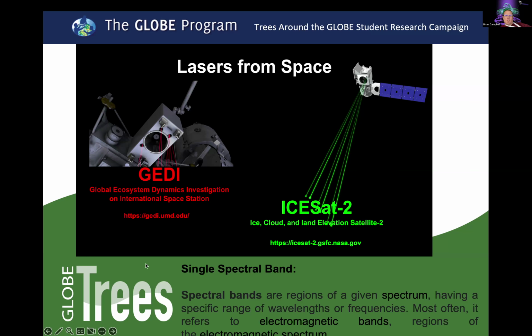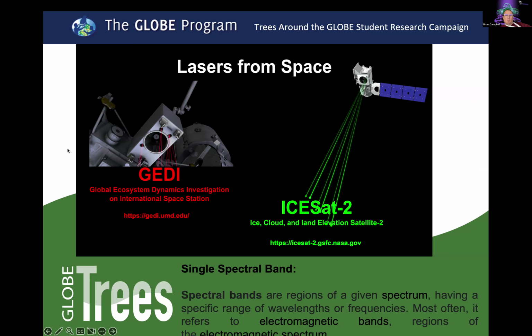So when we talk about single spectral bands, they are regions of a given spectrum having a specific range of wavelengths or frequencies. Most often, it refers to electromagnetic bands, regions of the electromagnetic spectrum, which you just saw in the video and in the diagram that was there earlier. But we're mentioning GEDI and ICESat-2, of course, because both of these can measure tree height.